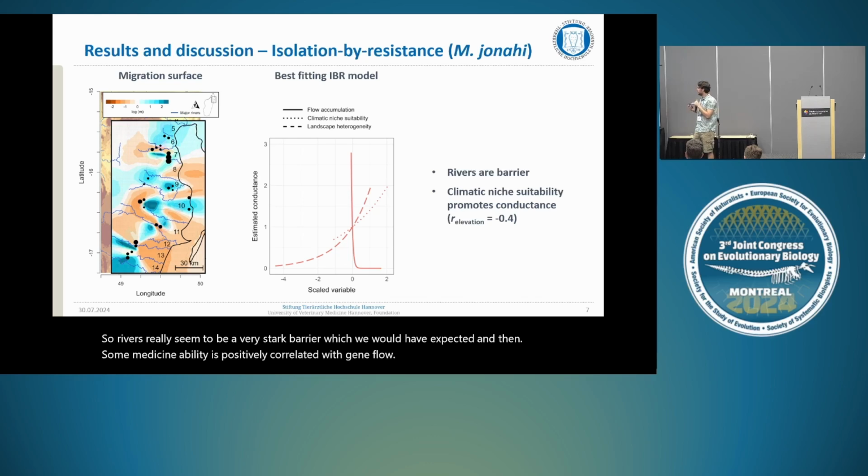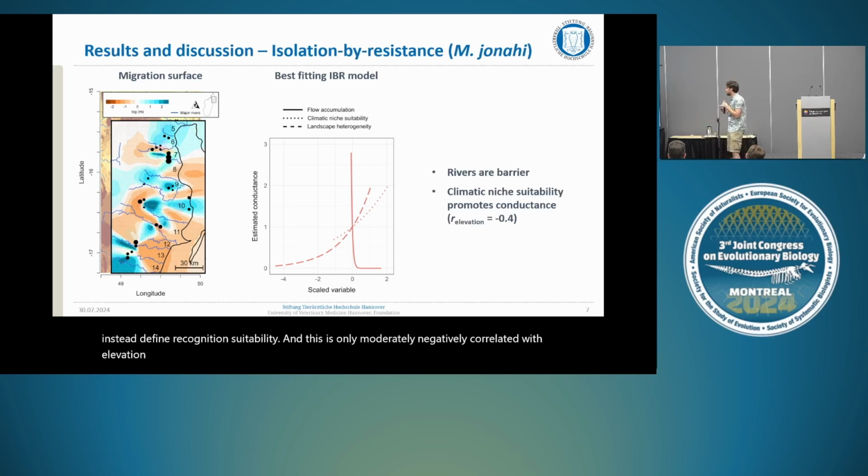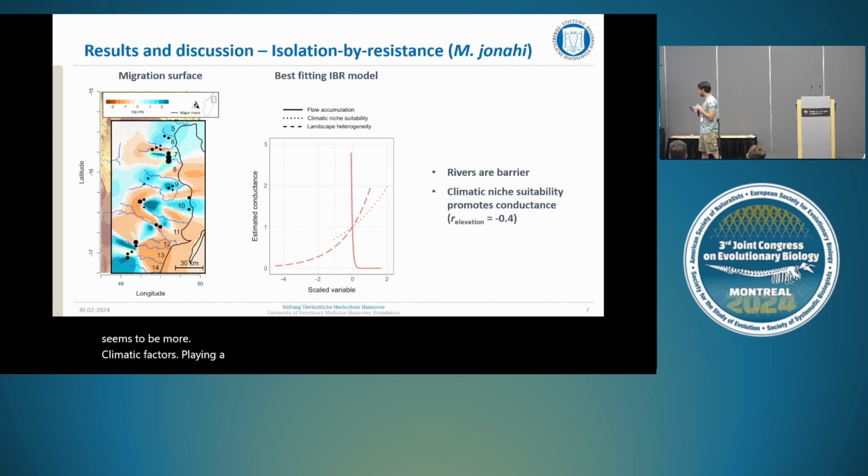And we kind of expected that we would find elevation in this model, because if rivers are a barrier, then the only way to cross these rivers would be across the watershed regions. And given that the species has such high structure, this should be difficult for the species. But instead we find the climatic niche suitability, and this is only moderately negatively correlated with elevation. So this indicates that elevation alone cannot explain this, but there seem to be more intricate climatic factors playing a role in limiting the species' dispersal.